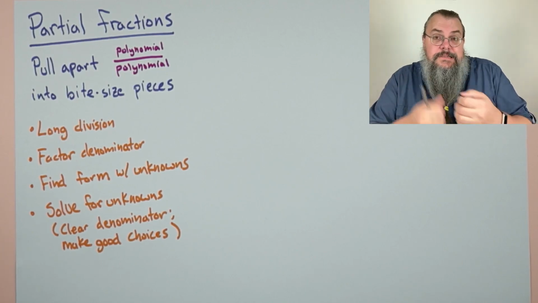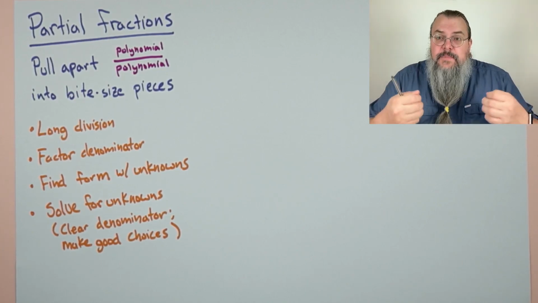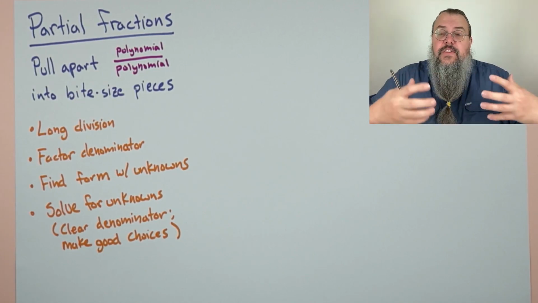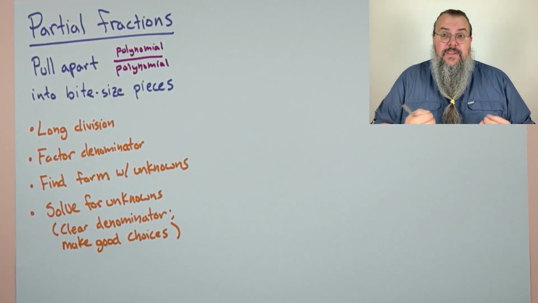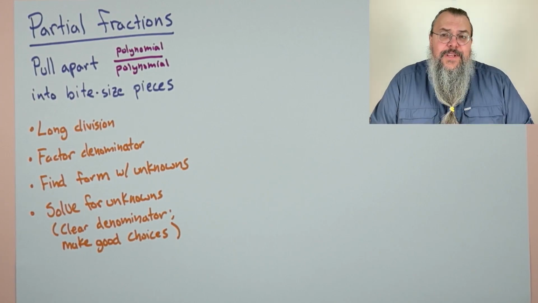Large pieces equals ugh. So that's what the algebra part is. We're simplifying by breaking it into smaller, what you might call bite-sized pieces. So how do we go about doing that?